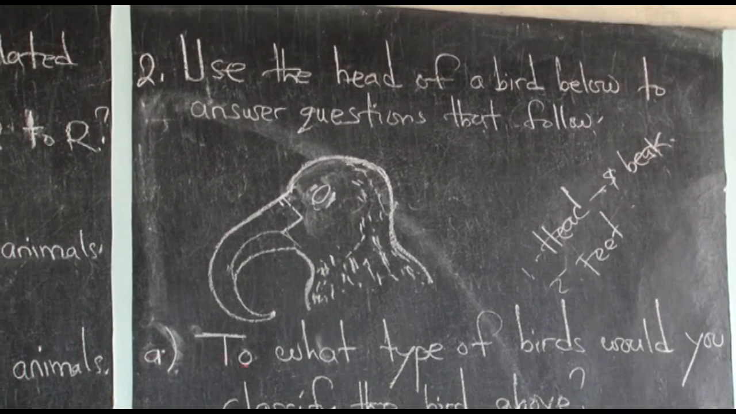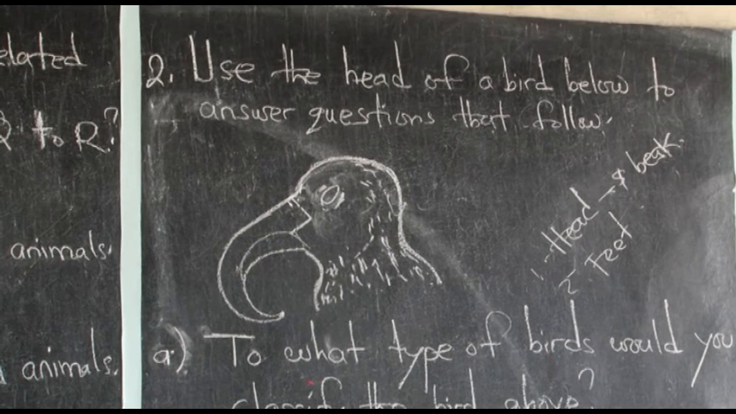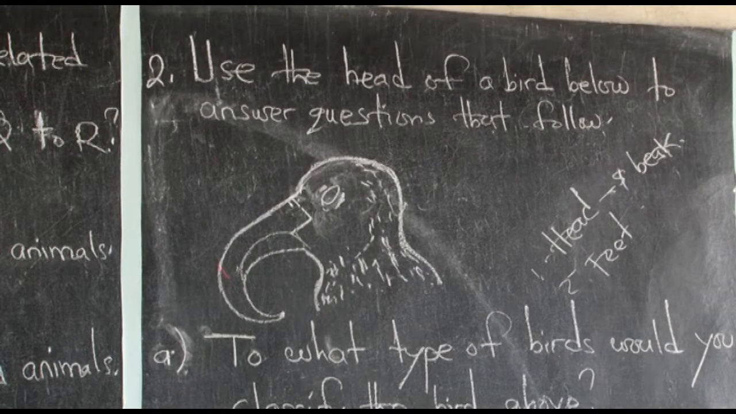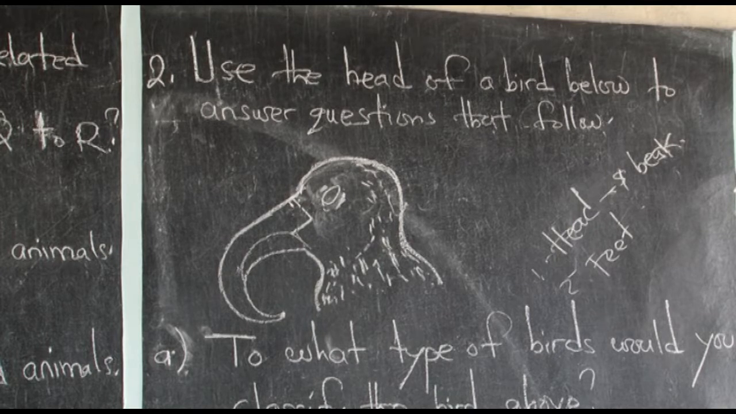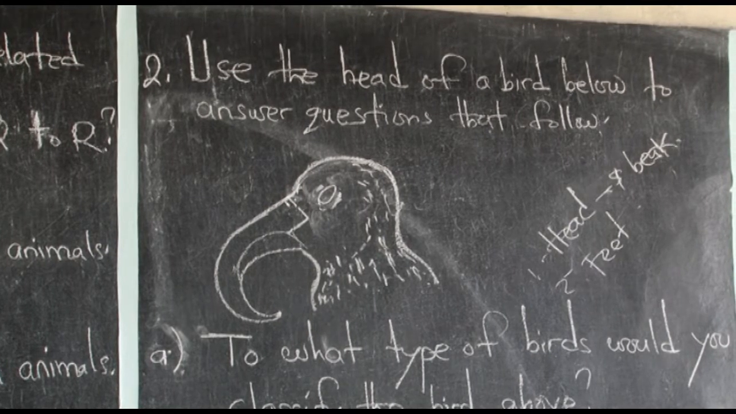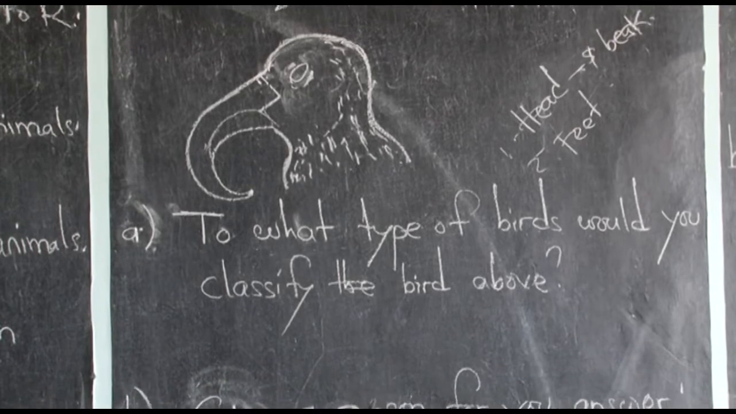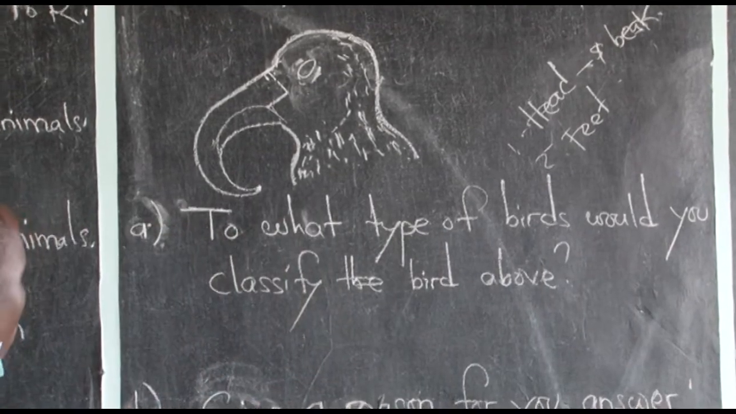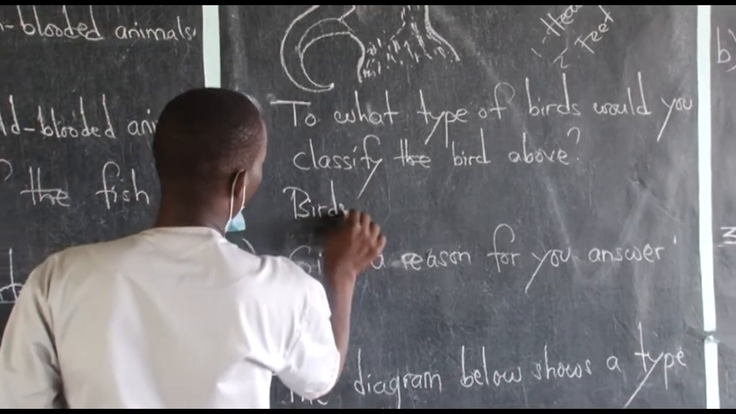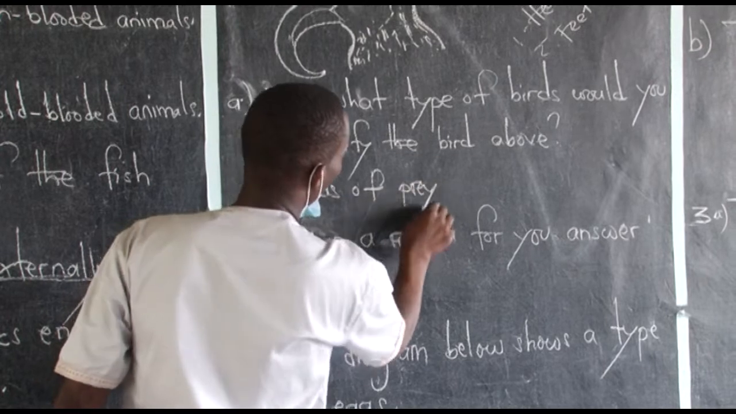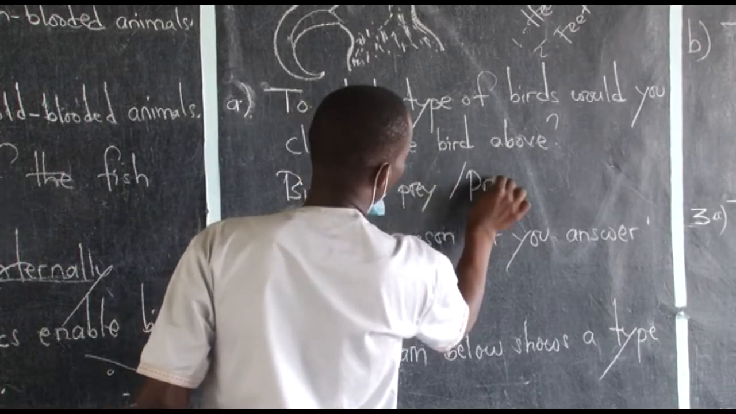The head and the beak can give us the type of the bird. So, A, we asked, to what type of birds would you classify the bird above? For this case, we are given the head, look at its beak. It has got a sharp curved beak. Birds with sharp curved beaks enable them to grip, to tear, or kill their prey. These birds are called birds of prey. So you can say it's a bird of prey, or praying bird.